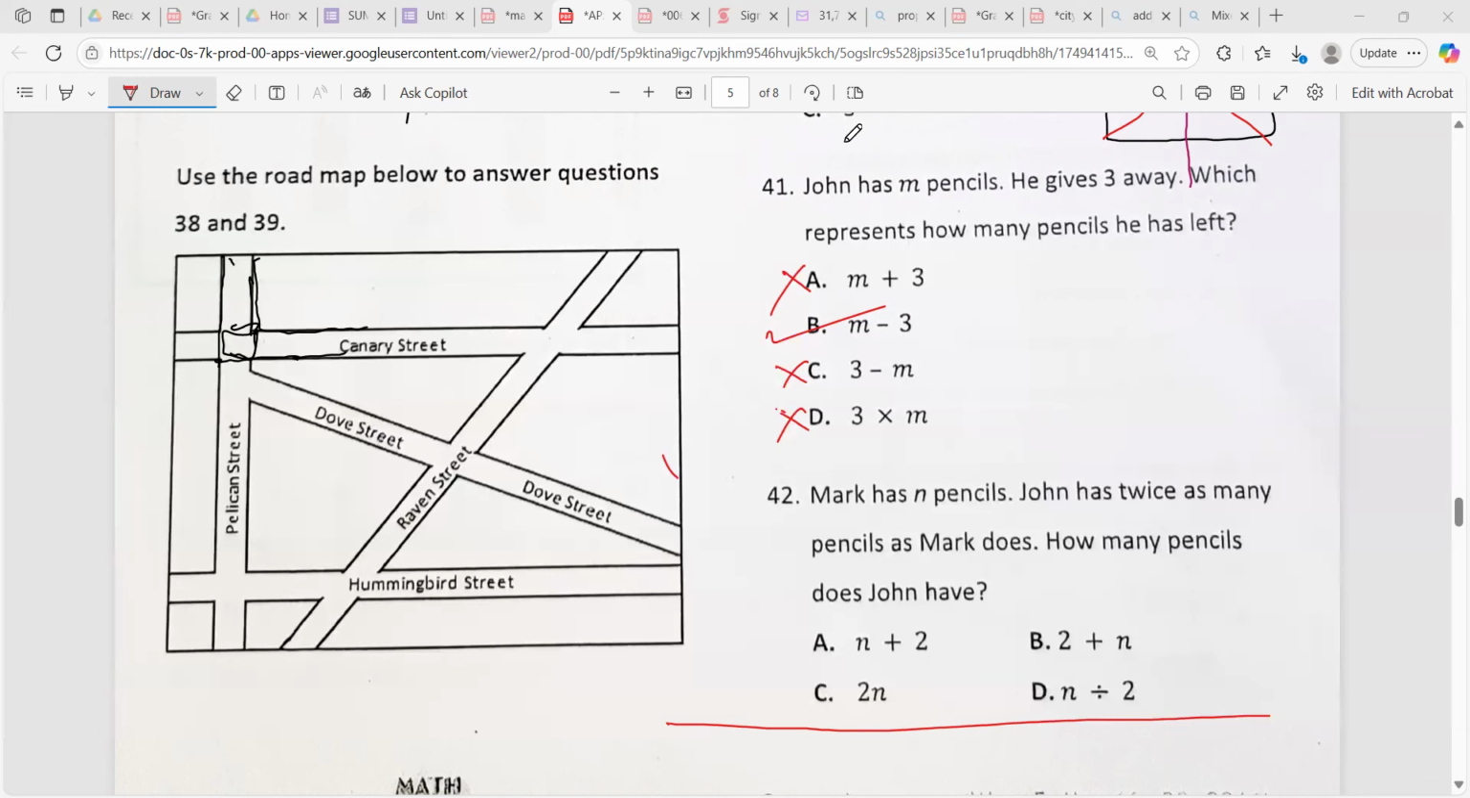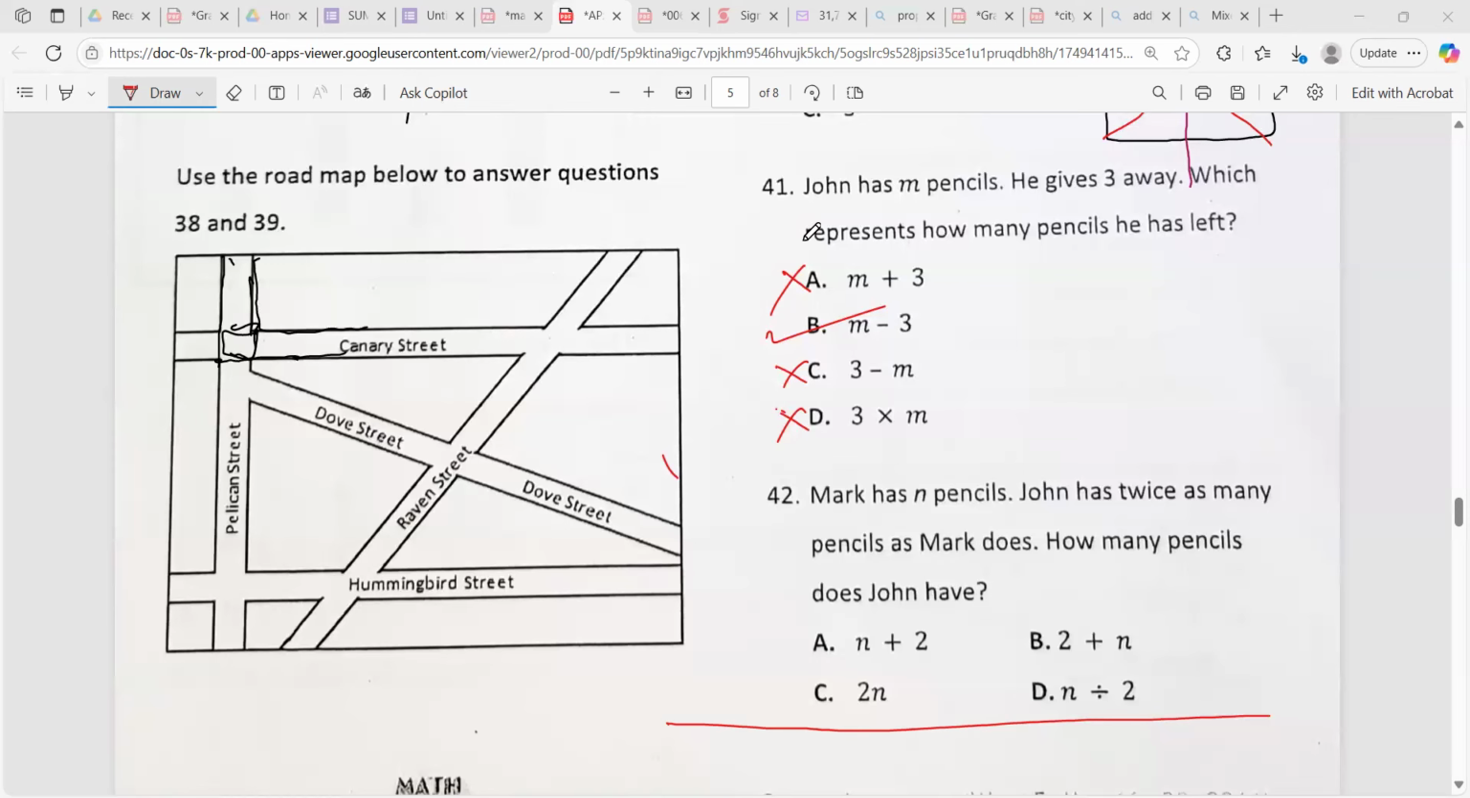Go ahead, Gabriel. Okay, so the first thing, my teacher taught me how to do algebra, and she said that when you have 2n, it means they're multiplying. So when it says John has twice as many pencils as Mark does, Mark has n, so that would be 2n because you're multiplying them. All right. Very good. I agree with you guys.